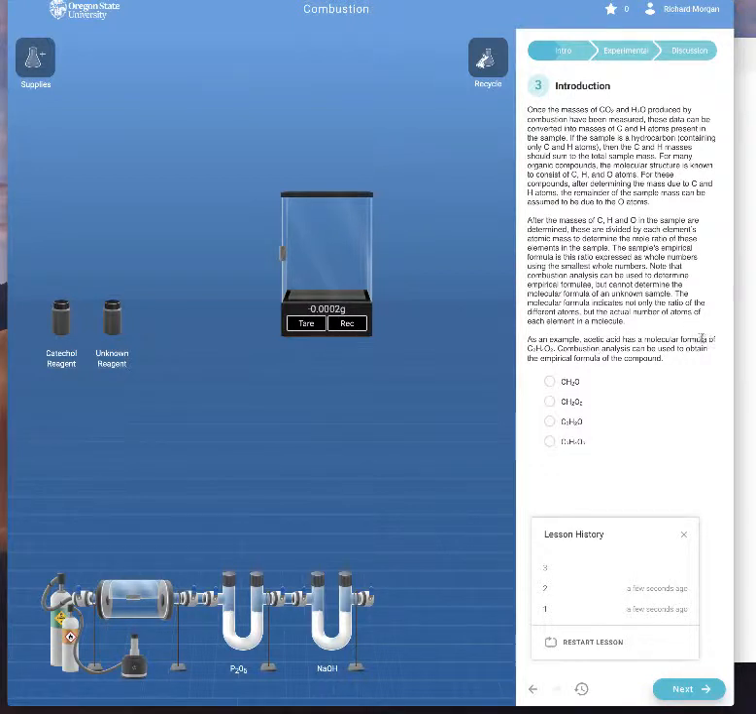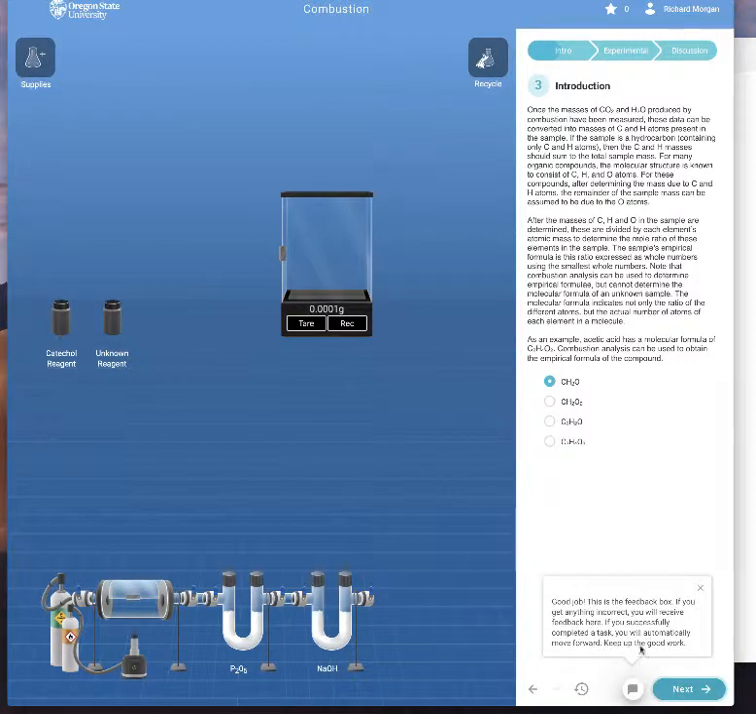It says acetic acid has the molecular formula of C2H4O2, but the empirical formula is just this. These are all divided by the smallest one, which is 2. It's going to be that one, I think. And then we see, hey, yep, we did a good job.